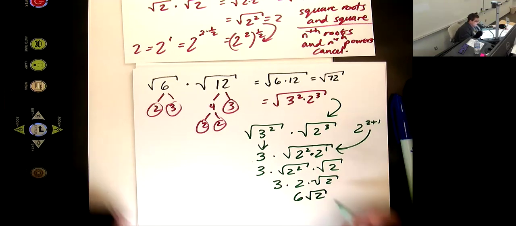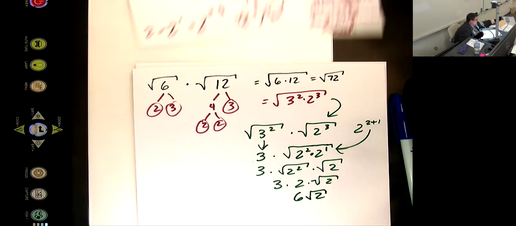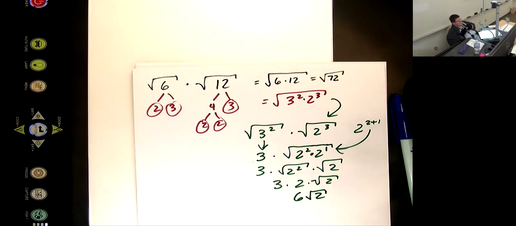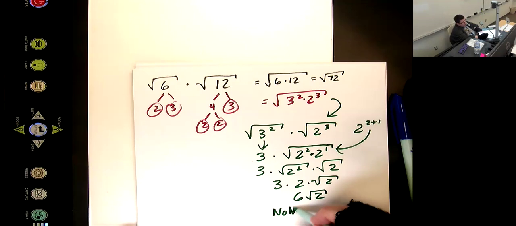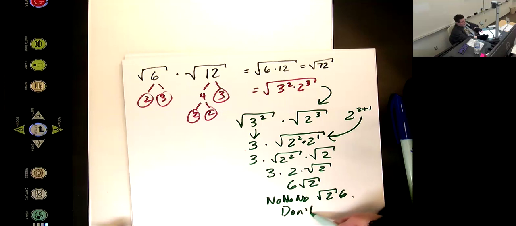Which is how we would write it. This would be the simplified form. No, no, no. Square root of 2, 6. Don't look like you're an idiot.